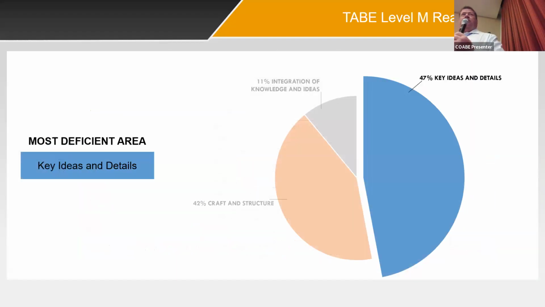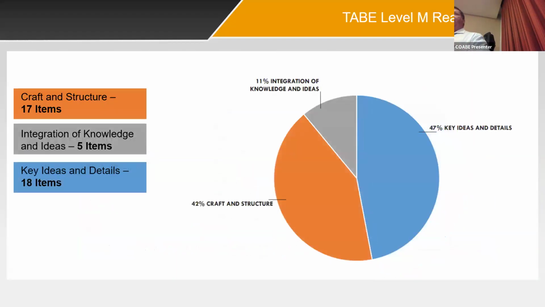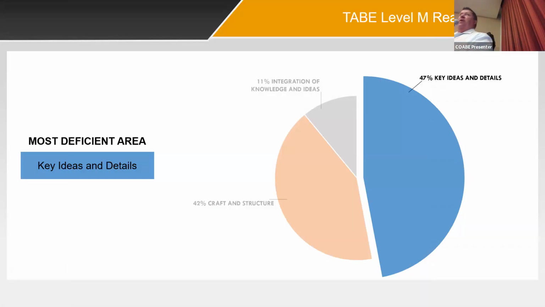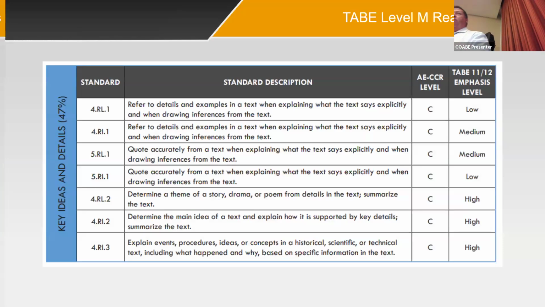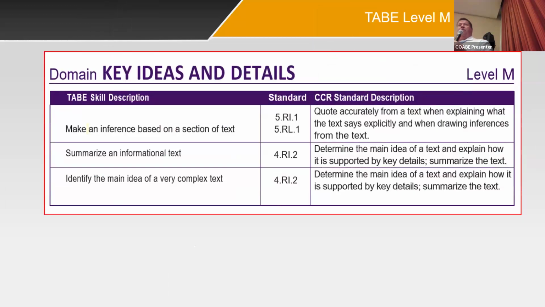So again, let me jump forward here a little quick. At level M, key ideas and details was the most frequently missed area. When we get into level M, we start to see more skills being addressed, because level M is always that in between or middle ground where there's a lot of skills, and we certainly see this coming up in math. But we do still have high emphasis areas for those level M skills of determining the theme of a story and determining the main idea. And as we go into what was most frequently missed, it's a little bit shorter of a list on key ideas and details, but more so focusing on emphasis in those areas and summarizing the text.